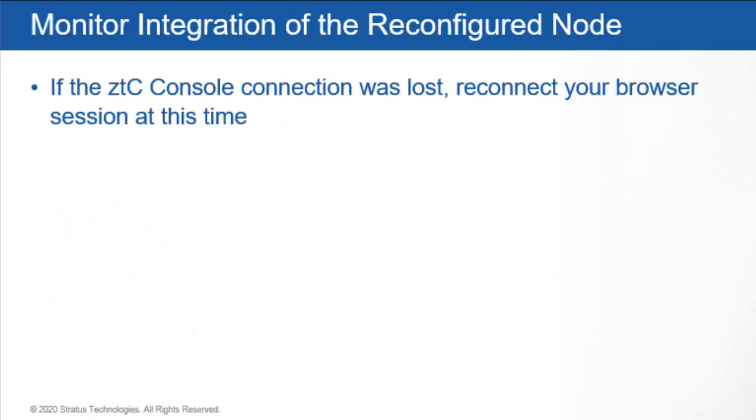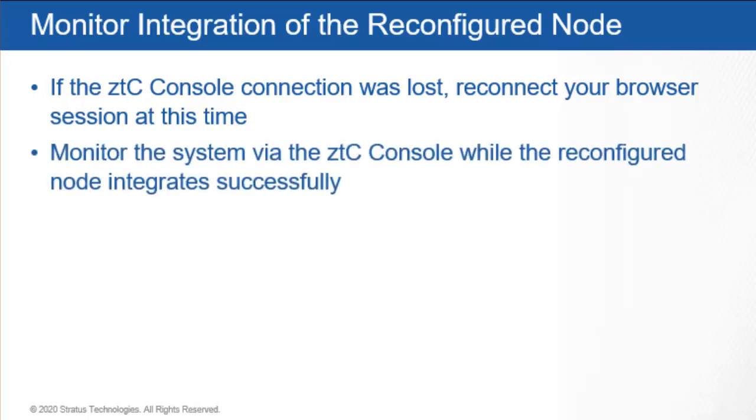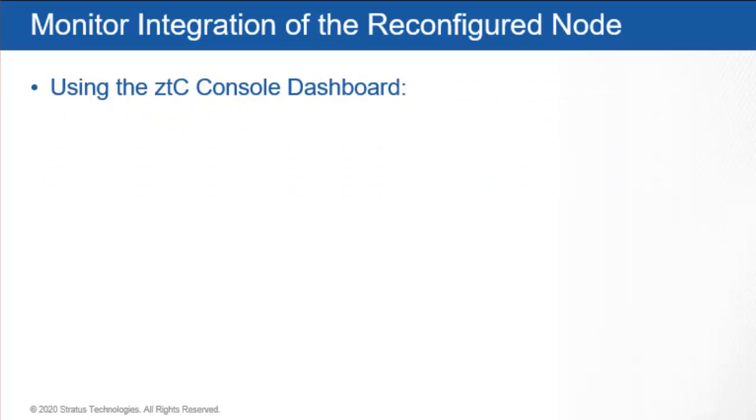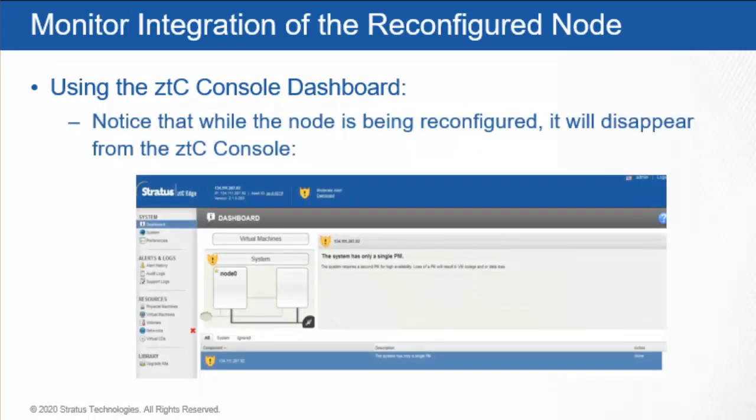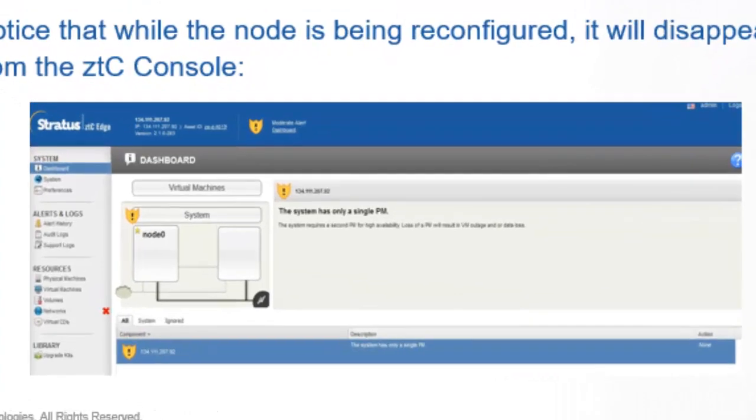If the ztC console connection was lost, reconnect your browser session at this time. Monitor the system via the ztC console while a reconfigured node integrates successfully. Using the ztC console dashboard, notice that while the node is being reconfigured, it will disappear from the ztC console. This is expected.